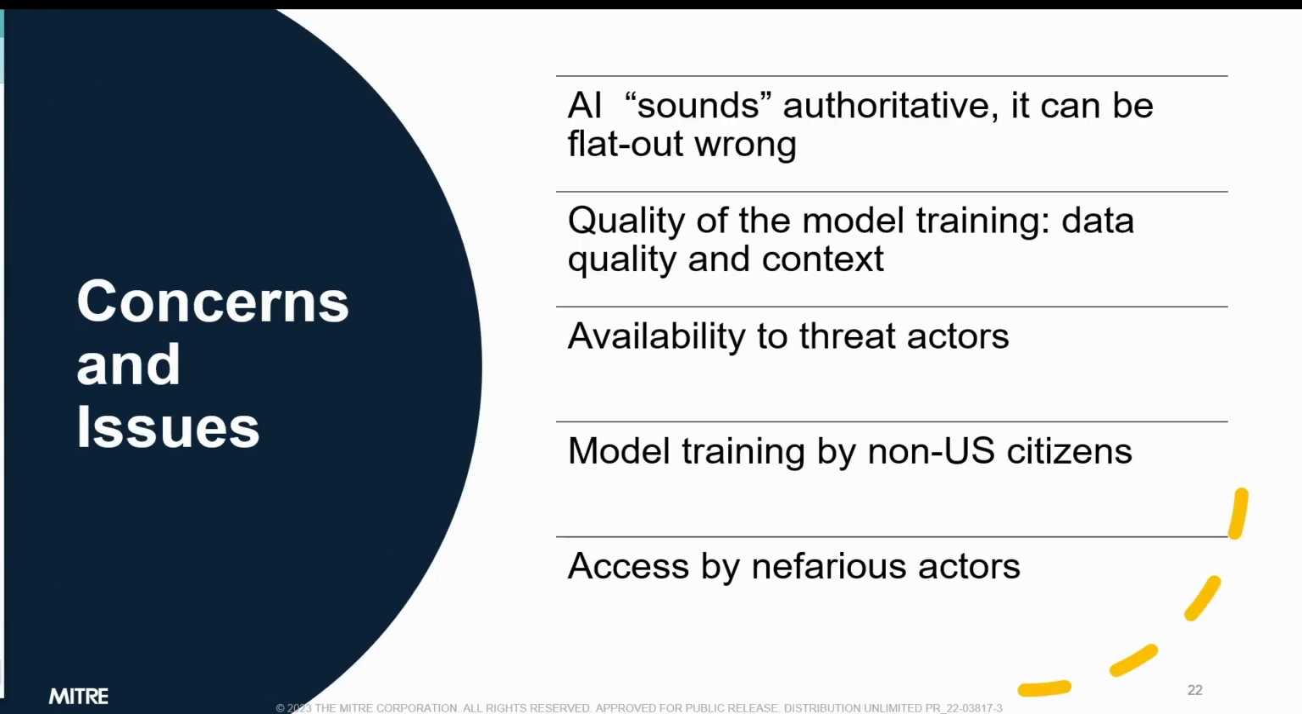AI sounds authoritative, and it can be flat out wrong. The data quality and the context of data has a dramatic impact. Quality assurance and the testing of models is a science still being studied. Just like we have access to these tools, so do the threat actors. And in the government space, we have to be aware that models are sometimes trained by non-US citizens. If nefarious actors are able to get after the data used in the models, they can poison it.